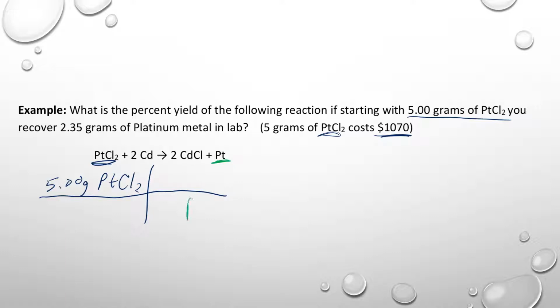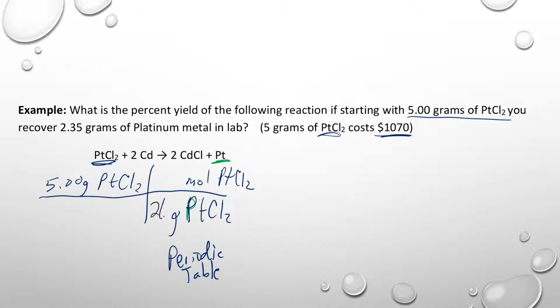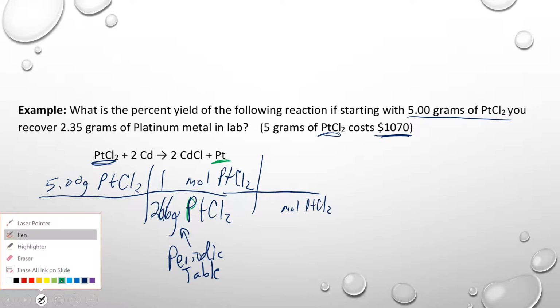So we're going to convert platinum chloride. Oops. Switch back to blue. So we got to turn this platinum chloride grams into moles of platinum chloride. And that will come from the periodic table. So the periodic table will tell us that 1 platinum is 195, and then chlorine is 35.5 times 2. So that comes out to be 266 grams in 1 mole. That's a 266. So that comes from the periodic table. That gets us to moles, and now we can use moles of platinum chloride to get to moles of platinum.